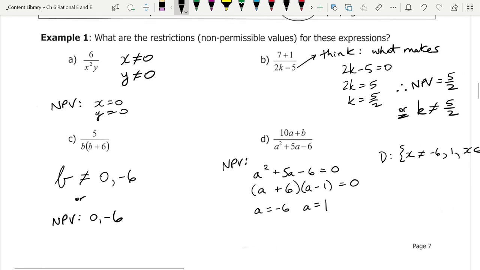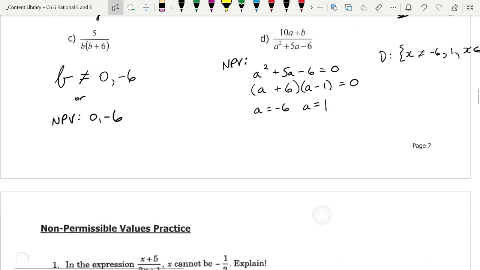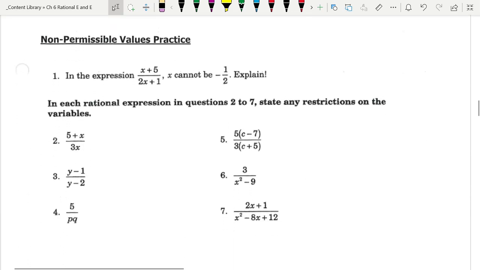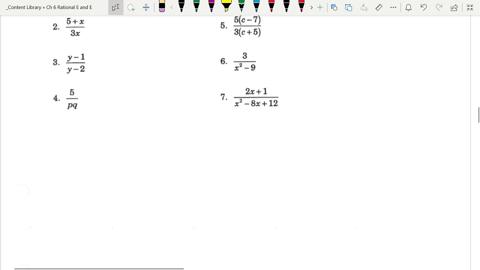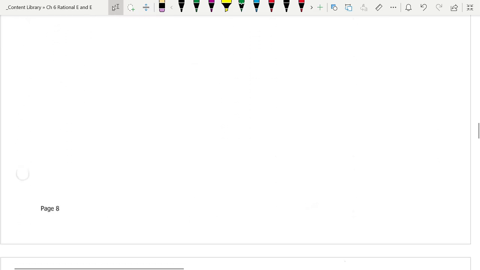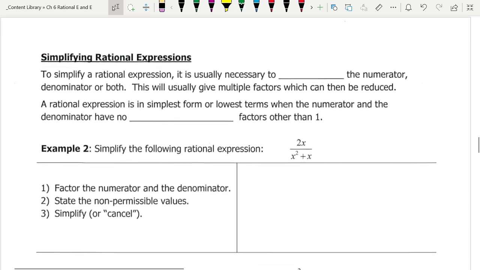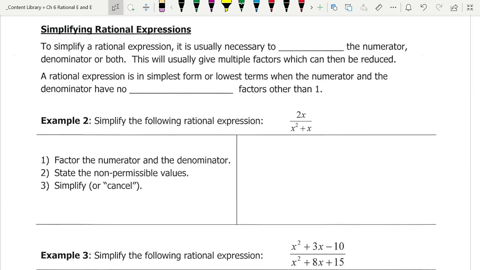All right, so there's example 1. And then there's some practice for you on this page here. So this is going to be like a homework page. So then skip to the next part, and let's do some simplifying.